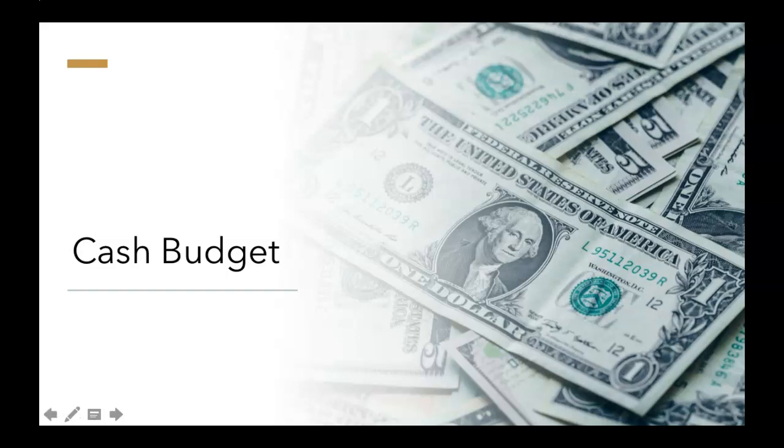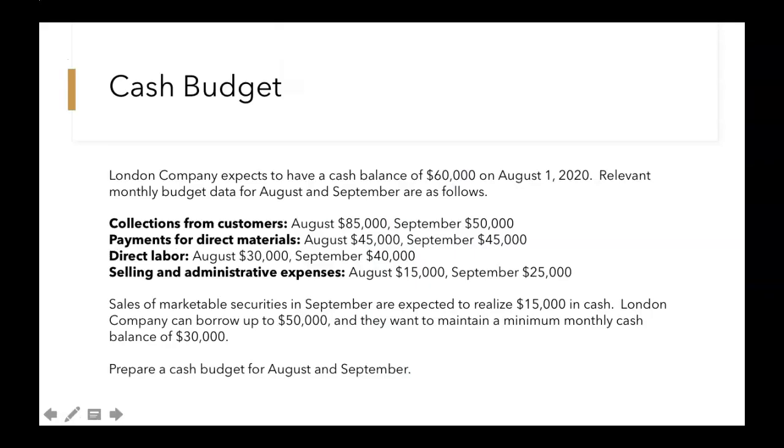Let's work through a cash budget example problem. So the problem says London Company expects to have a cash balance of $60,000 on August 1st, 2020. Relevant monthly budget data for August and September are as follows.